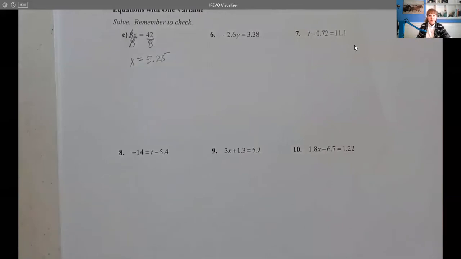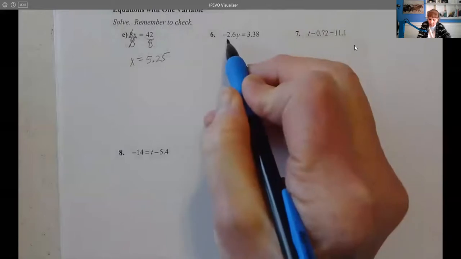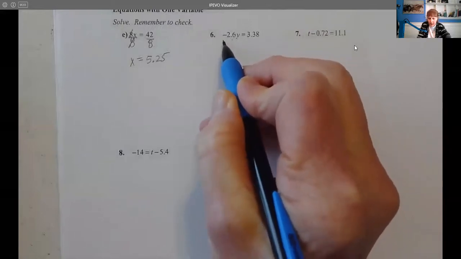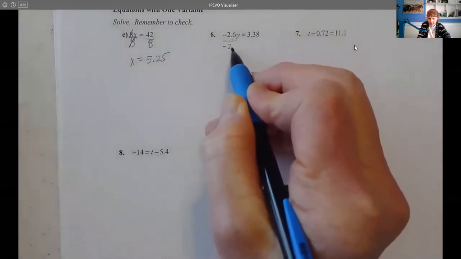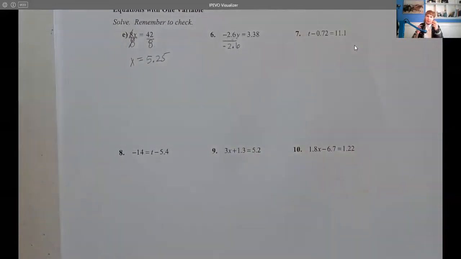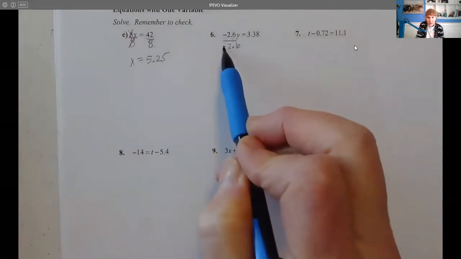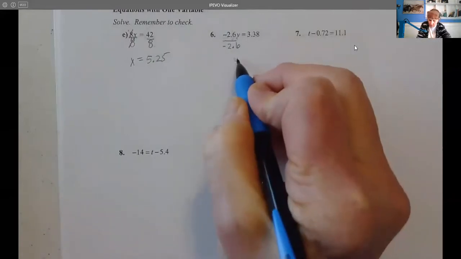Just like on E, and I don't know why they went with E, but it doesn't matter. Number 6. All right, so here we have a negative 2.6 times y. Now remember, I want a positive 1 here in front, so I'm going to divide by a negative 2.6. So the sign stays the same. A positive over a positive is a positive 1. A negative over a negative is a positive 1. So we'll have positive 1.